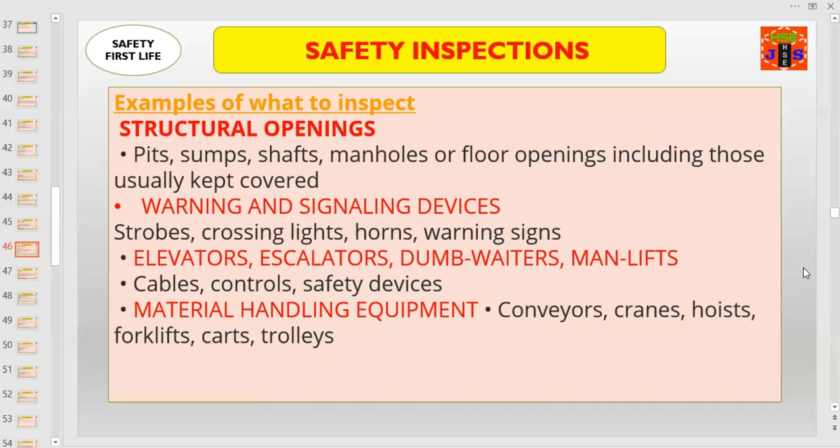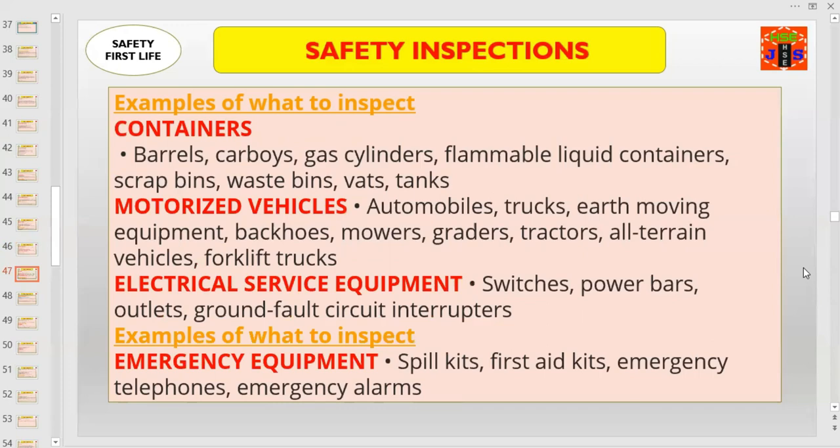In the structure, there are activities. There are people performing different activities. There might be material handling equipment, conveyors, cranes, hoists, forklifts, carts, or trolleys. And you have to inspect all these equipment one by one. If there are people, definitely they are eating, they are sleeping, they are playing, and they are working.